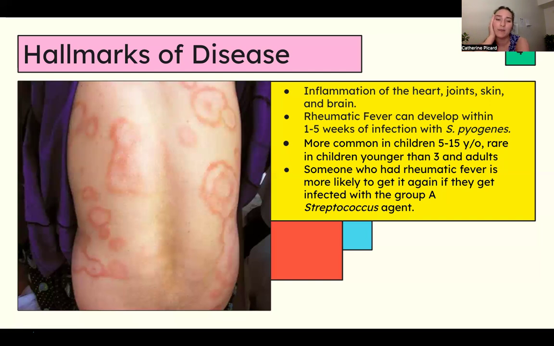So usually it's common in children 5 to 15 years old and rare in children younger than 3 as well as in adults. I think that this has to do with hygiene. It didn't really necessarily detail why this is, but my guess is hygiene, as you tend to start going to school around that age.